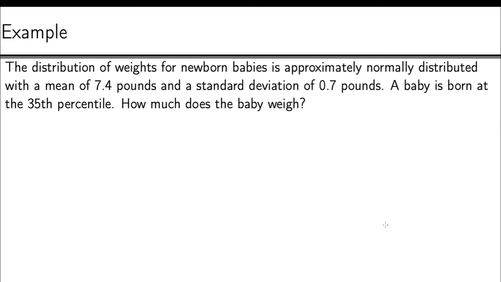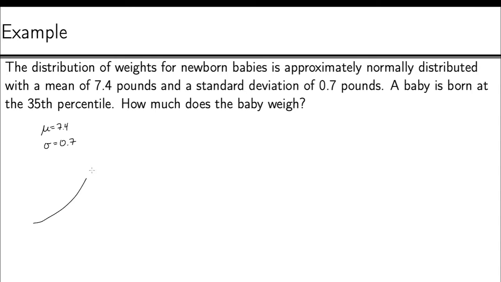Let's look at another example. The distribution of weights for newborn babies is approximately normally distributed with a mean of 7.4 pounds, that's mu equals 7.4, and a standard deviation of 0.7 pounds, that's sigma, 0.7. A baby is born at the 35th percentile. How much does the baby weigh?